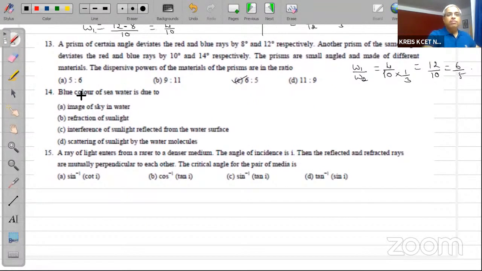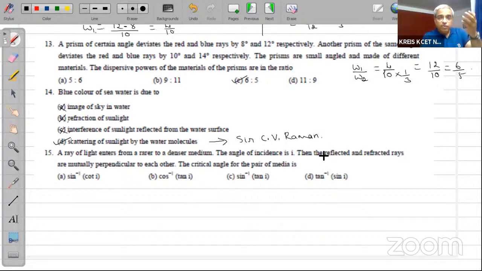Question number 14. Blue color of the sea water is due to what? Is it image of the sky in the water? No. Refraction of sunlight? No. Interference of sunlight reflected from water surface? No. In fact, it is the scattering of the sunlight by water molecules. Who basically explained this idea? This idea was explained by Sir C.V. Raman.